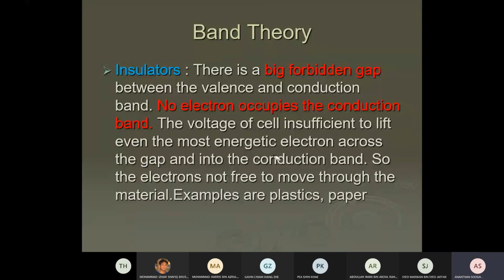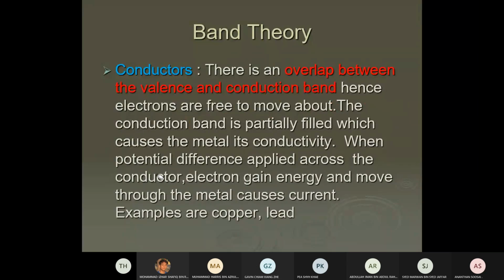According to band theory, they will ask you to explain why paper and plastic never conduct electricity. Then this is the story you have to tell. You say an insulator has a huge forbidden gap, so no electron occupies the conduction band. Not even the most energetic electron can jump to the conduction band. So no current flows. Okay, a fact to memorize. Okay, next.